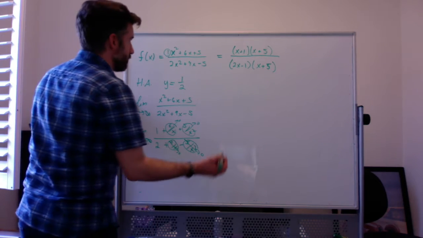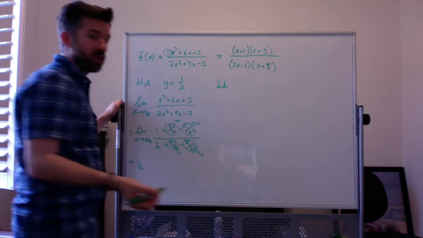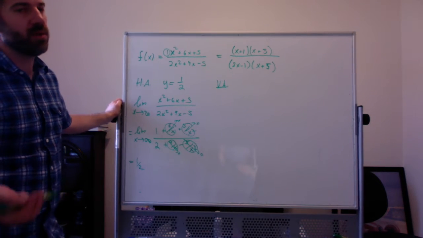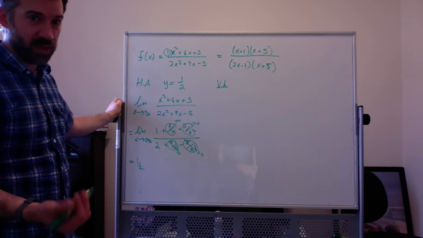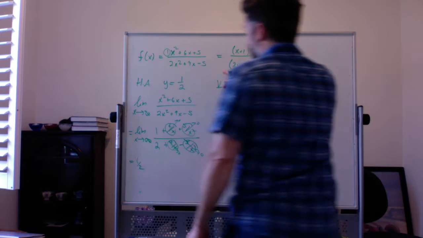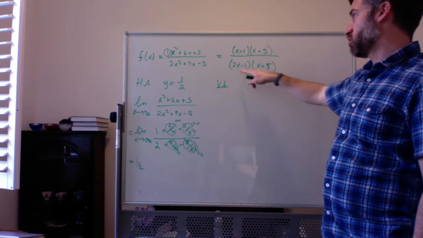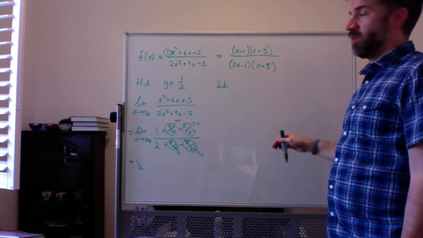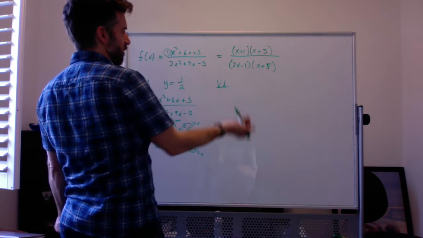For the vertical asymptotes, you're trying to find the places where the function is undefined. Well, not exactly. It's all the places where the function is undefined that haven't already canceled out. The top factors as x plus 1 times x plus 5. The bottom factors as 2x minus 1 times x plus 5. The way I did that was I looked for numbers that multiplied to 2, so I got 2x and x. Then I looked for ways that multiplied to negative 5 that gave me the right middle term. I actually tried a few things.